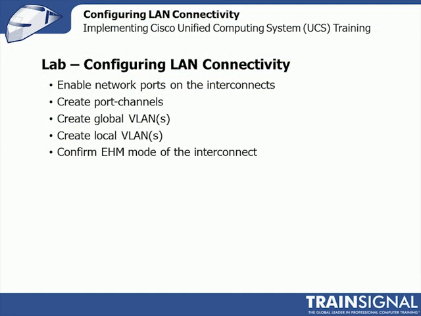And just to confirm, we enabled network ports on the interconnects. We right-clicked and set them as uplinks. We created a port channel on each fabric and added our 4 ports to each one. We created a global VLAN 20. We created a local VLAN 30. And we confirmed end-host mode of the interconnect. So really, that's all we plan to do. And you saw how easy it was. So it's not a complicated configuration. Just make sure you've got a good map of the VLANs, the ports, and your upstream switches configured properly. And that's all there is to it.